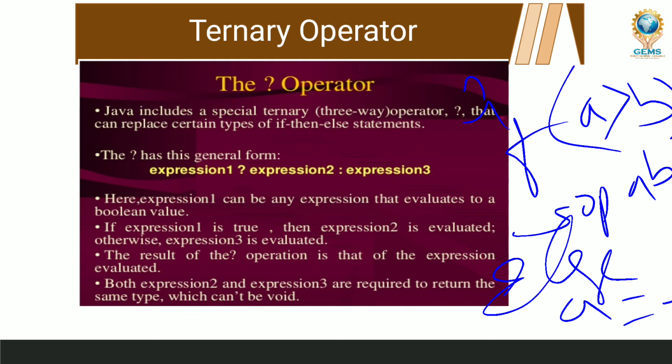If expression 1 is not correct, then automatically it will go to expression 2. So either the first one will be right or the second one will be right. Both will not be right, and both will not be wrong. One will be right and the second one will be wrong. So the system will compare which one is true, and according to that it will give the result.